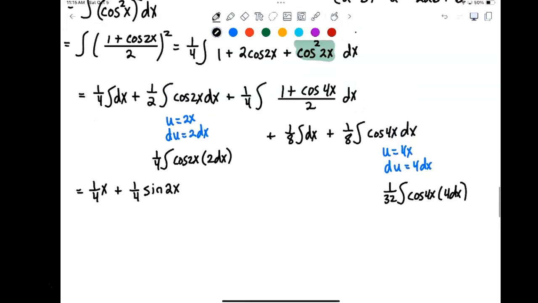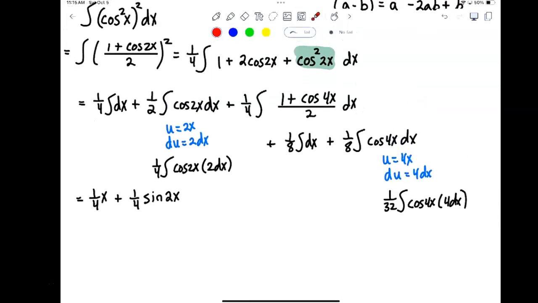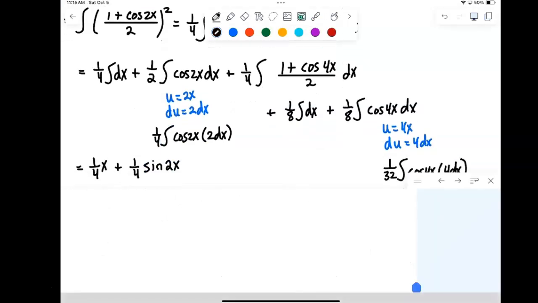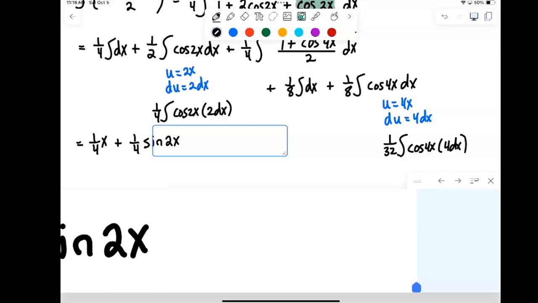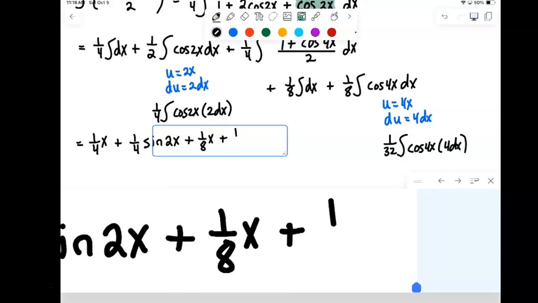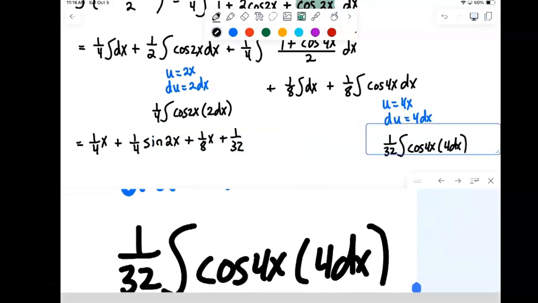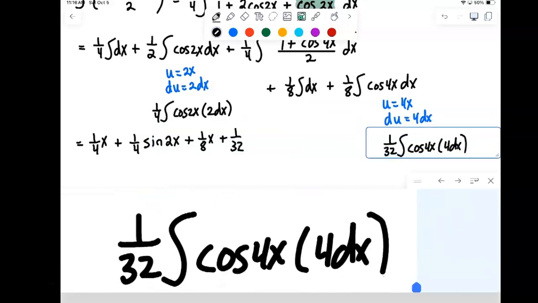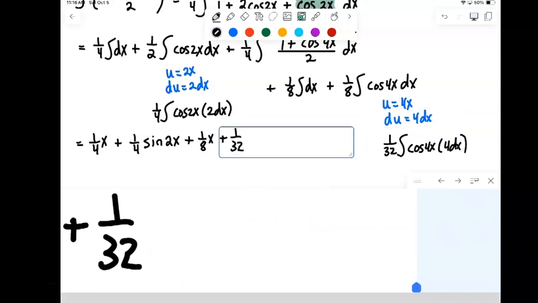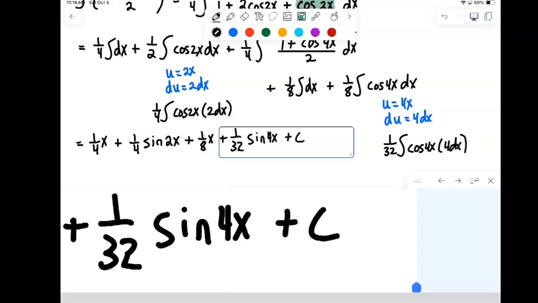Okay, and now we're ready to put it all together. A lot of work here, because we have to keep adjusting every one of these squares down to something else. Putting it all together here, this would be plus 1/8 x plus 1/32, and the substitution's already set up. The integral of cosine is sine, so that would be sine 4x, and then don't forget, of course, your plus C.